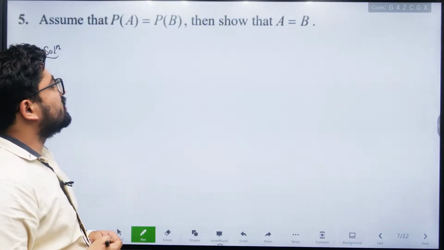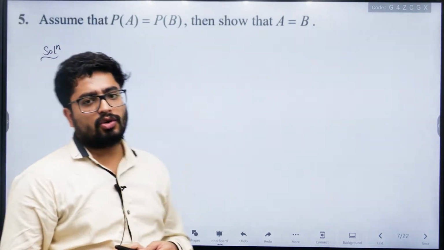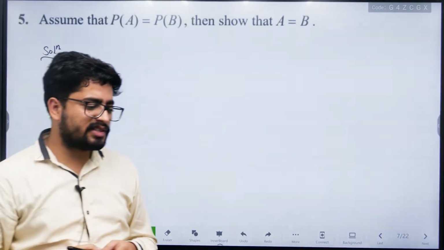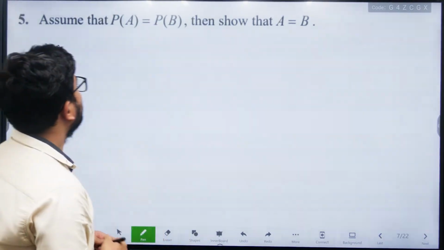Assume that the power set of A is equal to the power set of B, then show that A is equal to B. Power set is what? Power set is the collection of all the subsets. Okay.